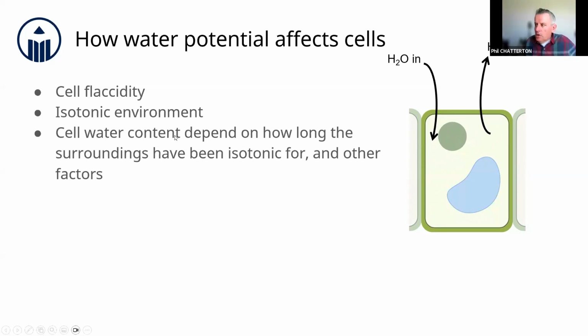So the cell water content depends on how long the surroundings have been isotonic for and other factors. The changing environment of a cell can affect whether cells move between plasmolysis, flaccidity, turgidity, and back again. And it does vary a lot during the course of a day, for example.